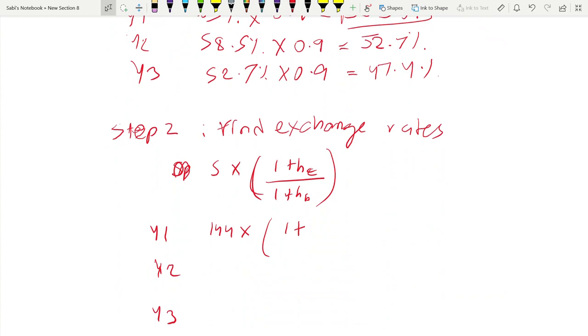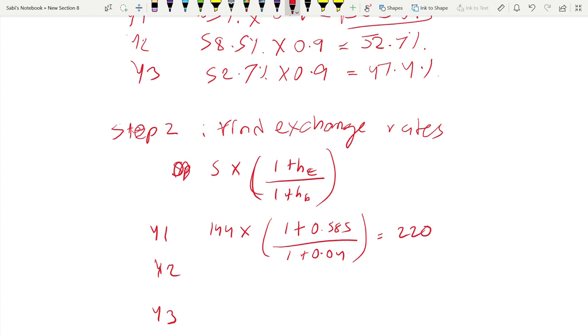So Kostovia's currency will come in the numerator, and US, which is the base currency, its inflation will come in the denominator. So it will be 0.585 divided by 1 plus 0.04, which will be equal to 220.